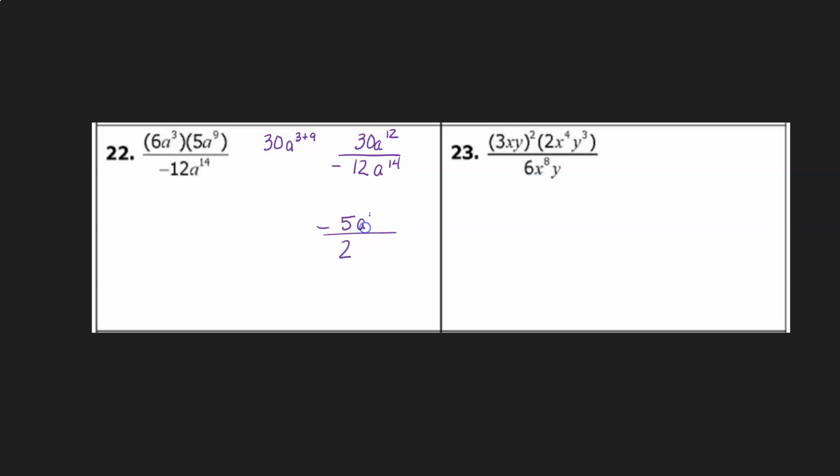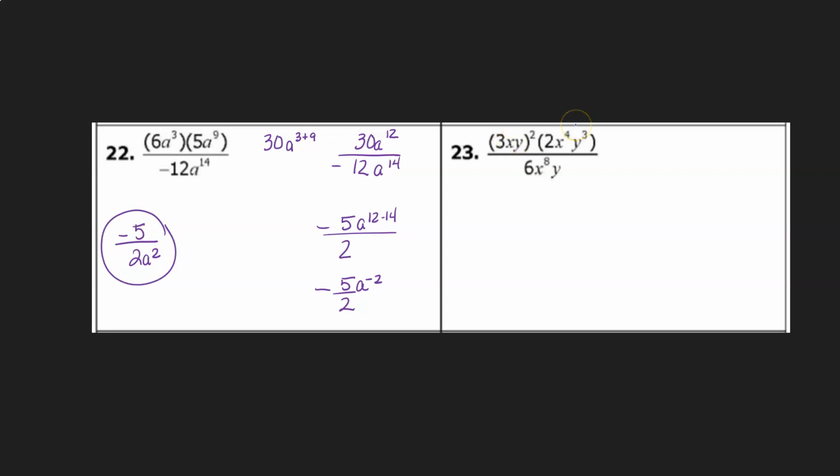And then I have a to the 12 minus 14 power, which will give us negative 5 halves a to the negative second power. Now we're going to flip it. Negative 5 over 2a squared. All right, 3 more. Promise.